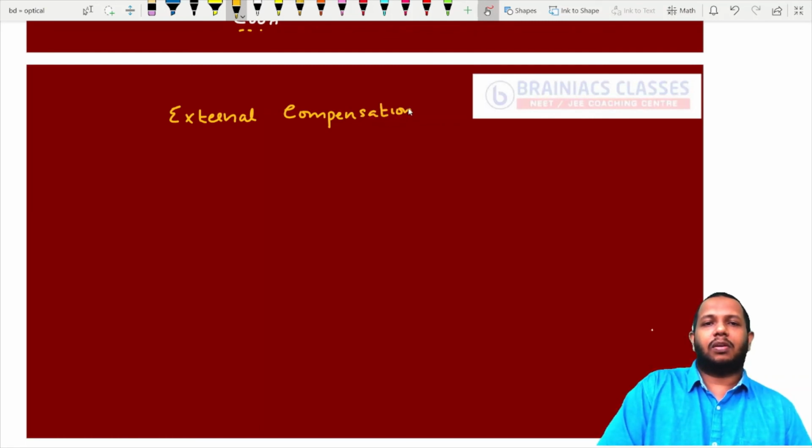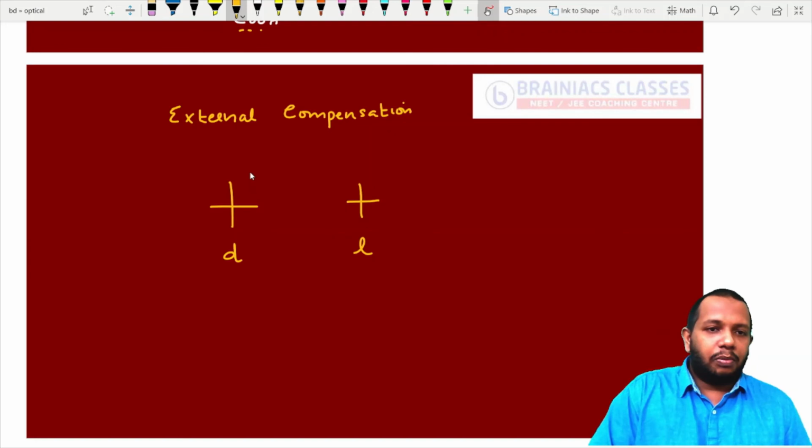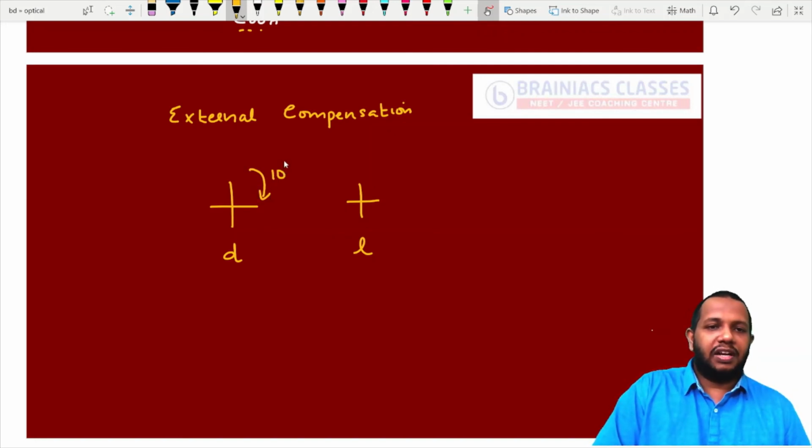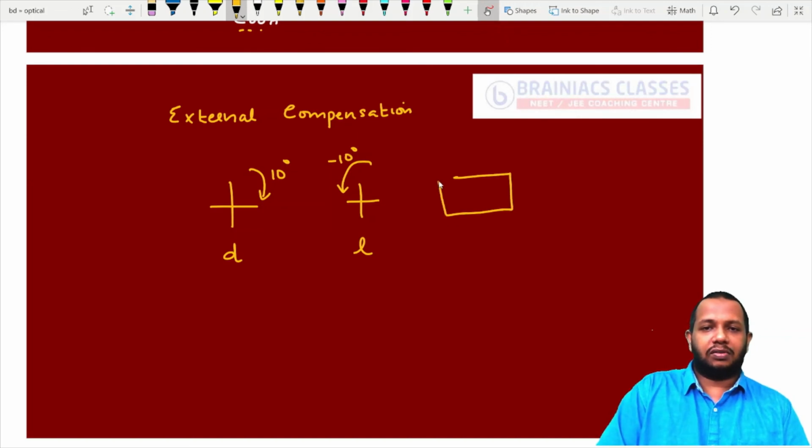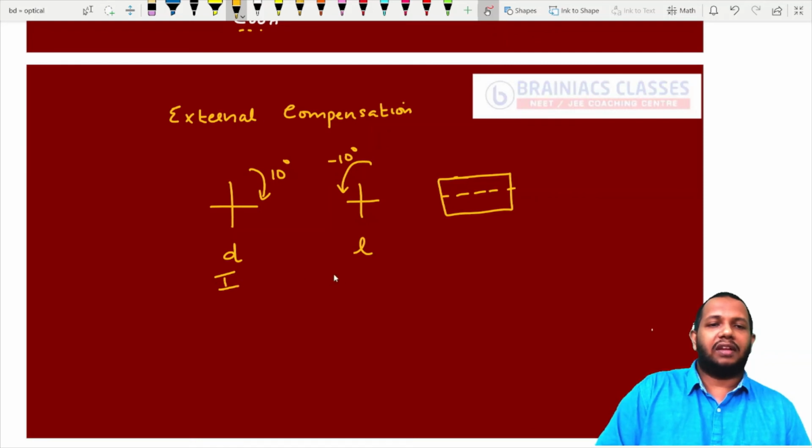In external compensation, there are two compounds, maybe we say dextro and levo. The one compound will rotate the PPL 10 degree in clockwise direction, and the other compound will rotate in anti-clockwise direction to the same 10 degree. So here this is getting compensated. Let me say this is mixture 1 and this is mixture 2.